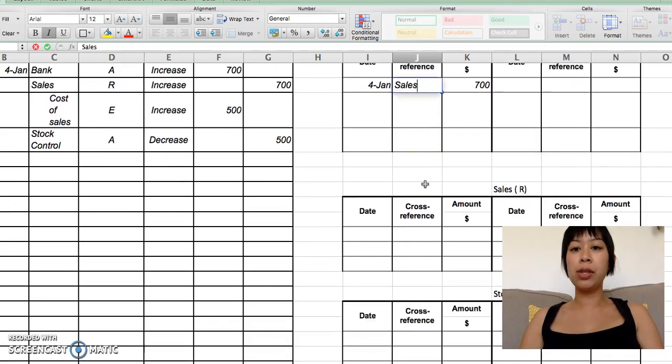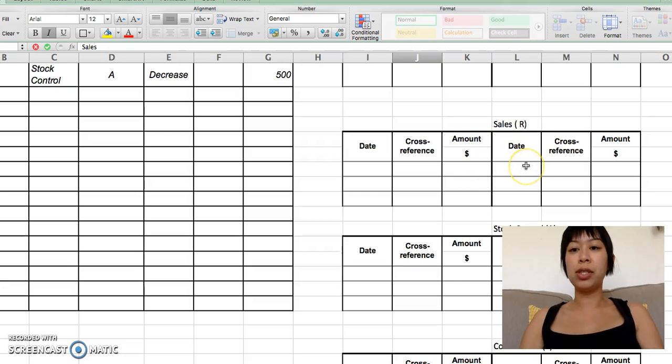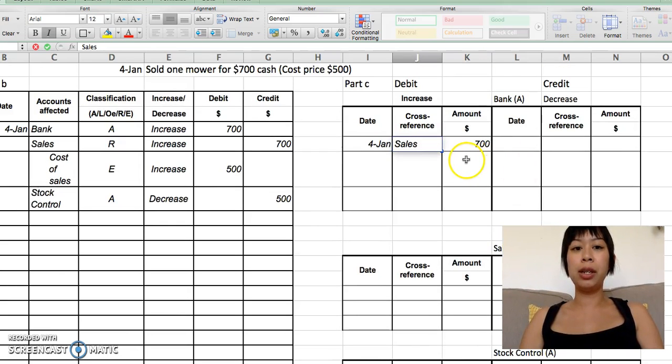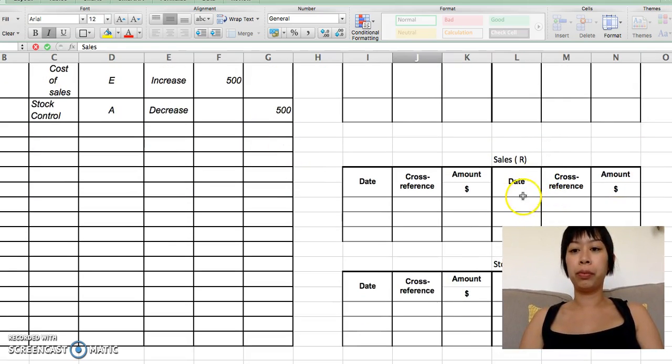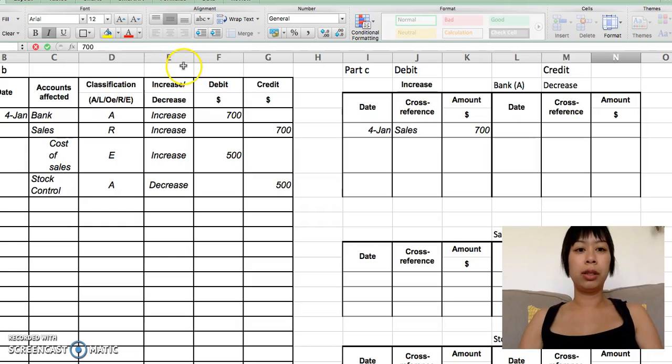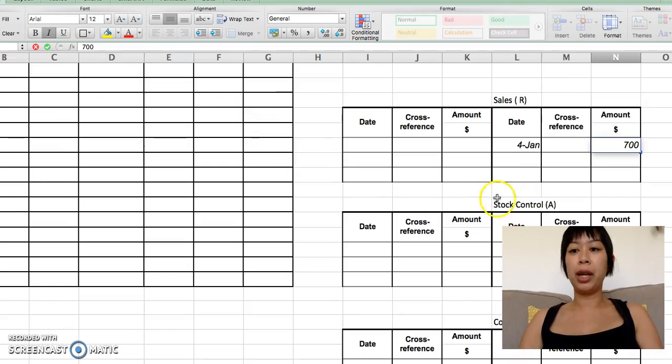Then we go to the sales ledger and do the other side. So this one was on the debit side. Now we're going to sales. On the credit side, 700. 4th of January, 700, and it's paired with bank. So we're going to write bank in the cross-reference. Now that pair is complete.